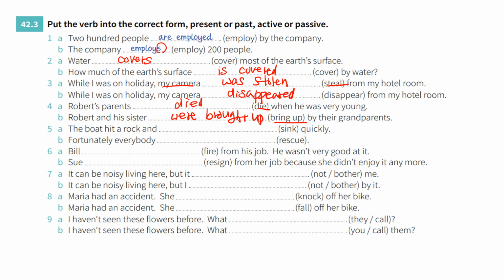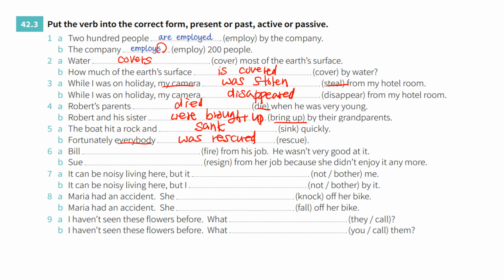The boat hit a rock and sank quickly. Fortunately, everybody, so this is past tense and everybody singular, was rescued.